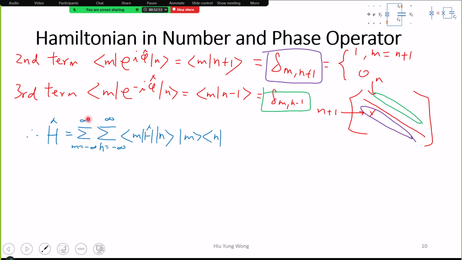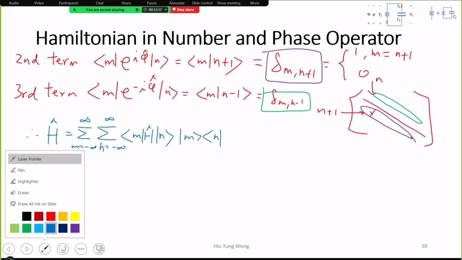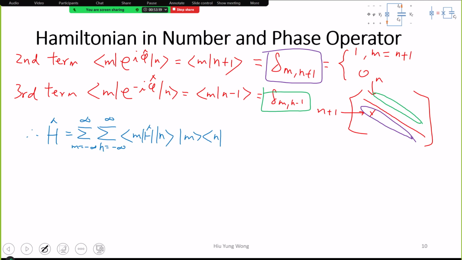Right? So maybe you feel this is too much, but just think about this again. We have done that before. How do you construct a matrix? All you need is to write out the elements of the matrix, right? This is the element, m H n. But where to put it? You put in the outer product of m n. If you forgot, let's say a 2 by 2 case.